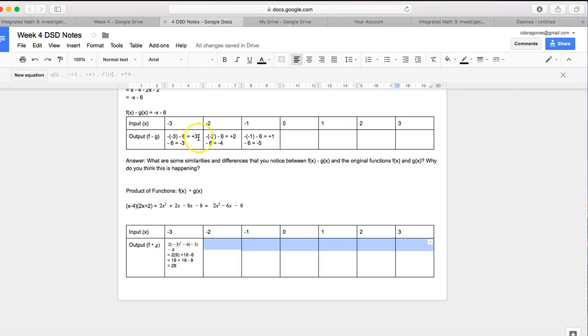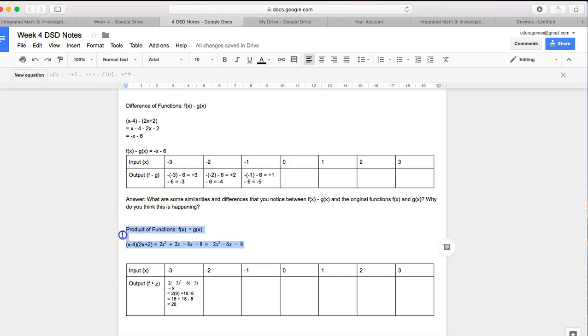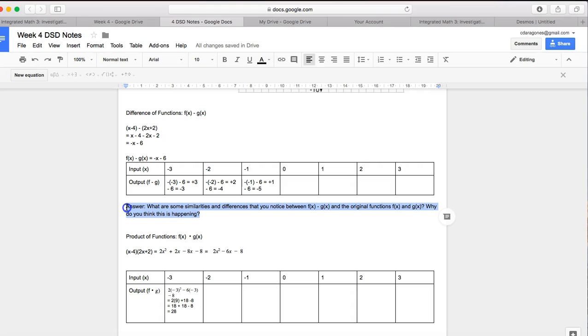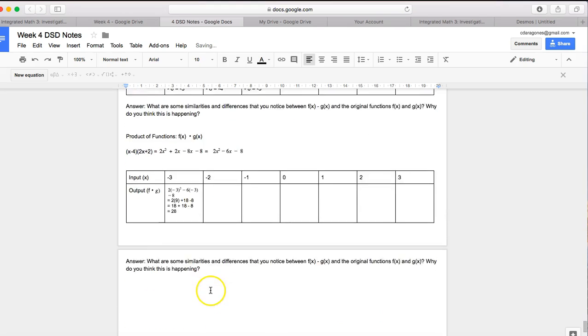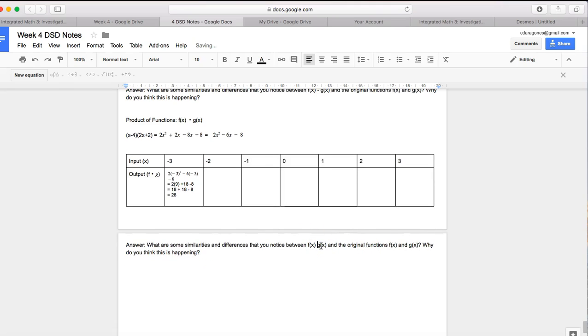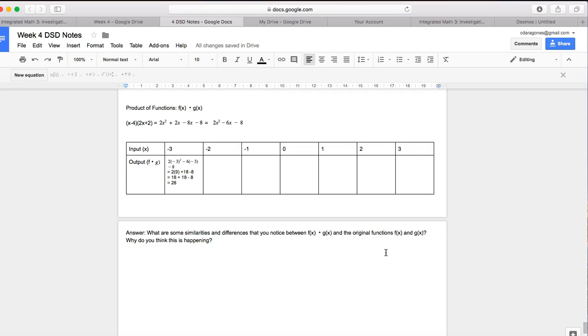So you try out your pair of functions, multiply them out, again using your distributive property. Make a table of values if you have to. If you know how to graph a function that looks like this, go ahead. Graph your function in your notebook and then answer the same question as you did in the previous step. So you're going to answer this question. What are some similarities or differences that you notice between f times g and the original functions f and g, and why do you think this is happening?